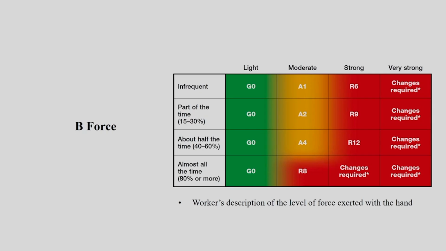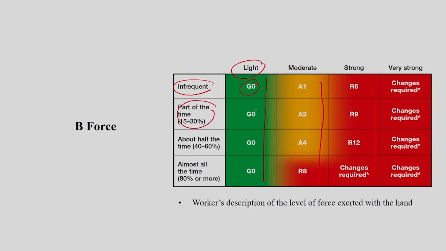Then how much of the time: 15 to 30%, about half of the time they are exerting, then 40 to 60%, almost all the time, that is more than 80%, and then the value you have to calculate. So here everything is green, that is G0, A1, A2, A4, R8, that is the moderate, and then R6, R9, R12. So this is the kind of coding. You can see if it is infrequent and light, then G is 0.